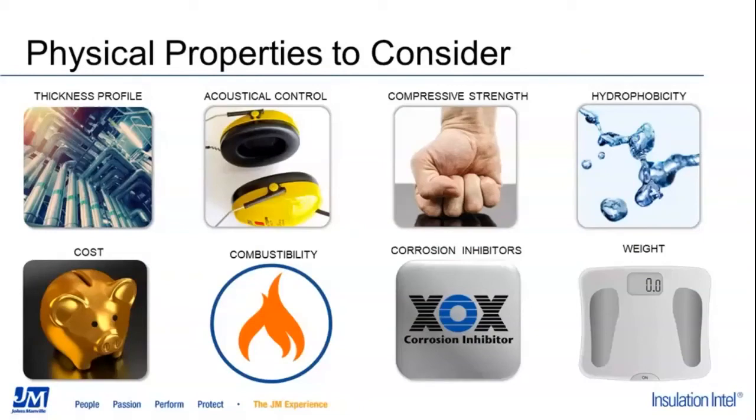We touched a little bit on acoustics at the very beginning, whether or not you need to have a material that does contribute to acoustic or noise control, as well as providing thermal insulation capabilities. Depending on where the piping or equipment to be insulated is located, if it's within reach of an area where it might be subjected to mechanical damage, people walking on pipes or backing trucks or vehicles into it, compressive strength might be a very important characteristic to consider.